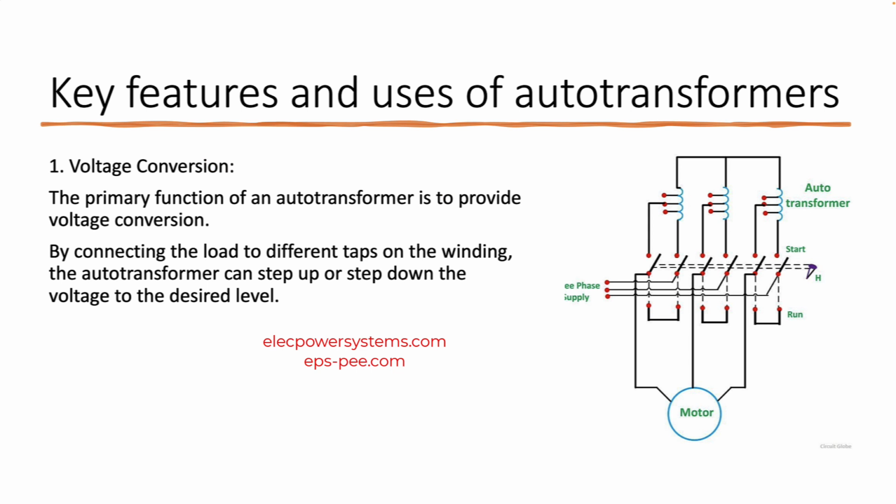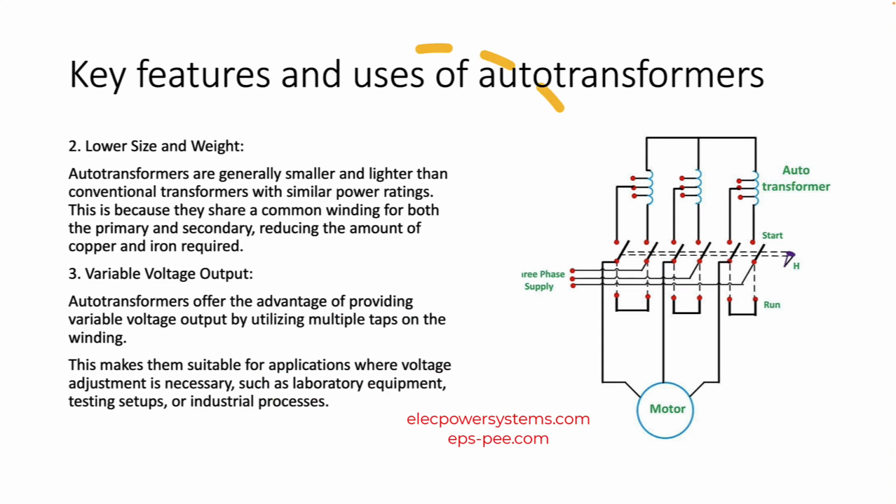Voltage conversion. The primary function of an autotransformer is to provide voltage conversion. By connecting the load to different taps on the winding, the autotransformer can step up or step down the voltage to the desired level. Lower size and weight. Autotransformers are generally smaller and lighter than conventional transformers with similar power ratings. This is because they share a common winding for both the primary and secondary, reducing the amount of copper and iron required.